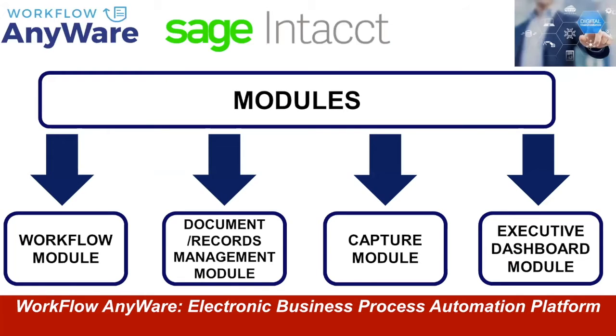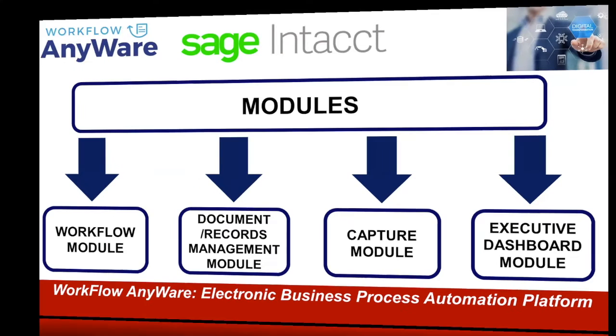WorkFlow AnyWare has 4 major modules: the Workflow module, the document and records management module, the capture module, and the executive dashboard module. At its core, WorkFlow AnyWare's real strength is the Workflow module. WorkFlow AnyWare was born as a workflow engine, and later on, the document management, capture, and executive dashboard modules were built around it. That is why it is very flexible, powerful, and easy to use.